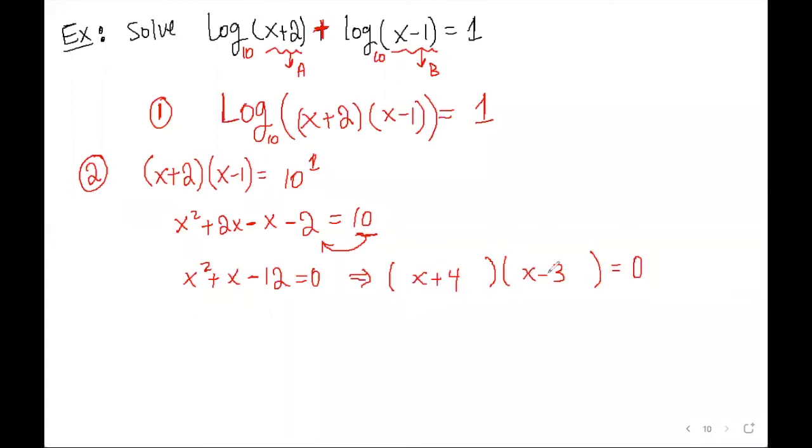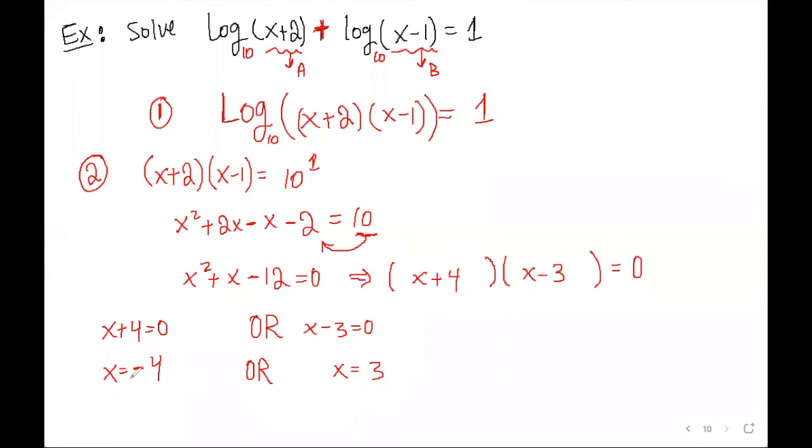Now we have to solve it. So to solve this one, x plus 4 equals 0, or x minus 3 equals 0. So now to solve it, subtract 4 from both sides, x equals minus 4, or add 3 to both sides, x equals 3.